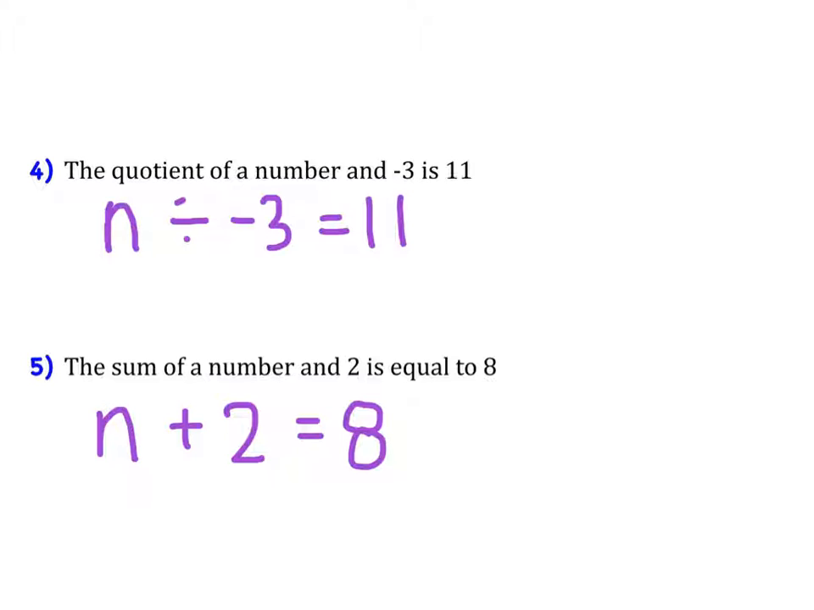Now, in these two examples, I used n as my variable. Since it didn't specify, you could have used any letter. So if you have x divided by 3 for the first example, that's totally fine. Also remember that you could have also written division as n over -3 equals 11. So either way is fine.